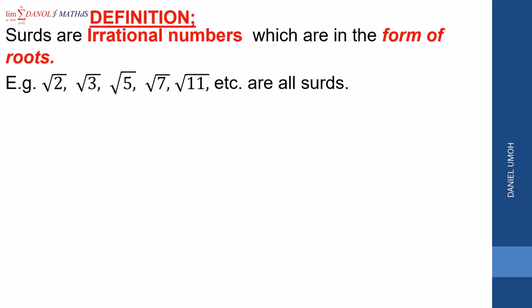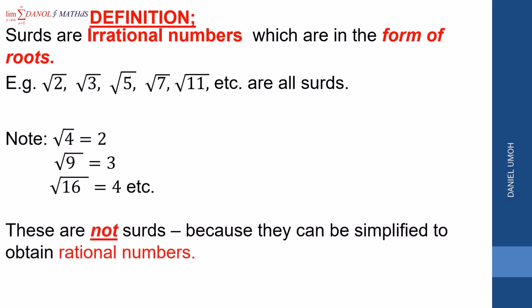What are surds? We say surds are simply irrational numbers which are in the form of roots. Surds are simply irrational numbers which are in the form of roots. For example, the square root of 2, the square root of 3, the square root of 5, the square root of 7. All of these are irrational numbers in the form of roots. Therefore, we call them surds. I hope you understand this definition. Surds are irrational numbers which are in the form of roots. Now, I want you to note something.